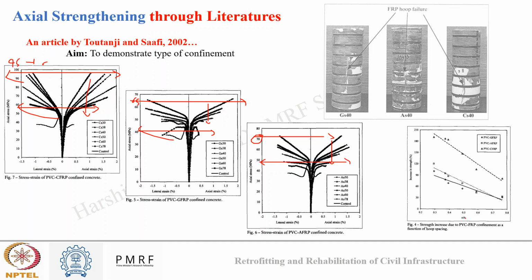This was the figure showing how, with the increase in spacing, the stress was decreasing, and the maximum stress was observed when I used carbon fiber reinforced polymer. After that there was aramid fiber, and the lowest was for glass fiber. And this figure shows what type of failure was observed. In glass fiber, there was failure in the FRP. Here also there was failure in FRP with some cracking in concrete, and here also more failure in FRP was observed with a little cracking in concrete.